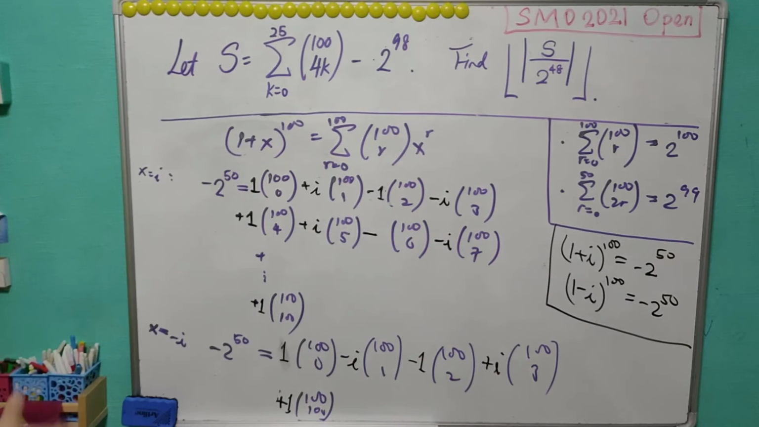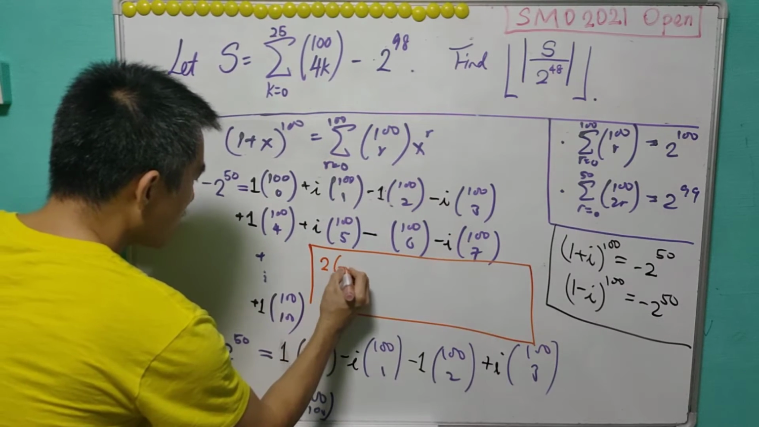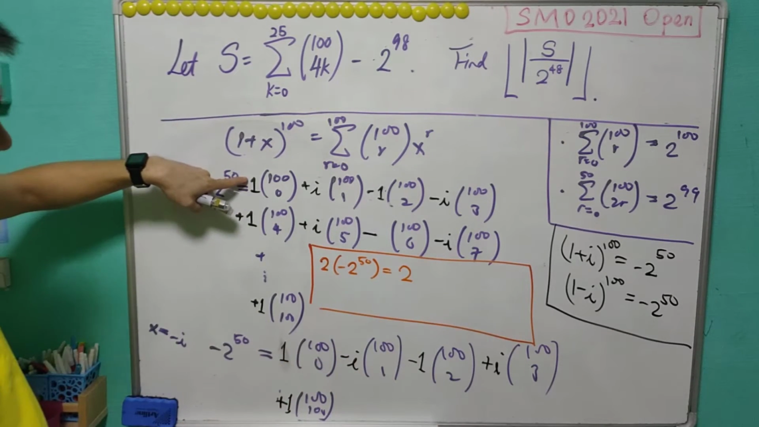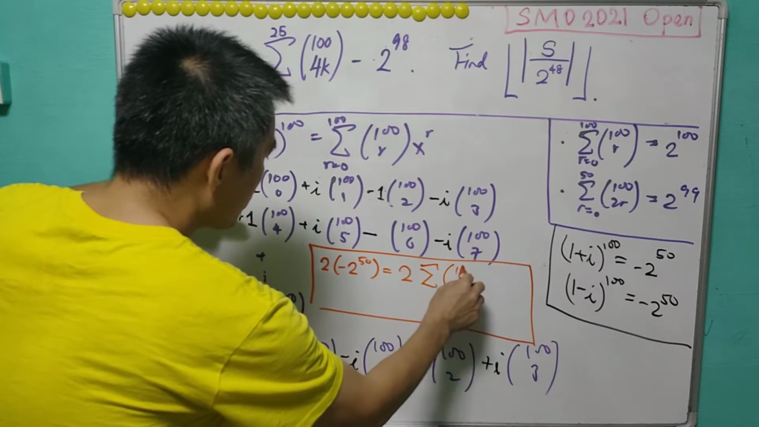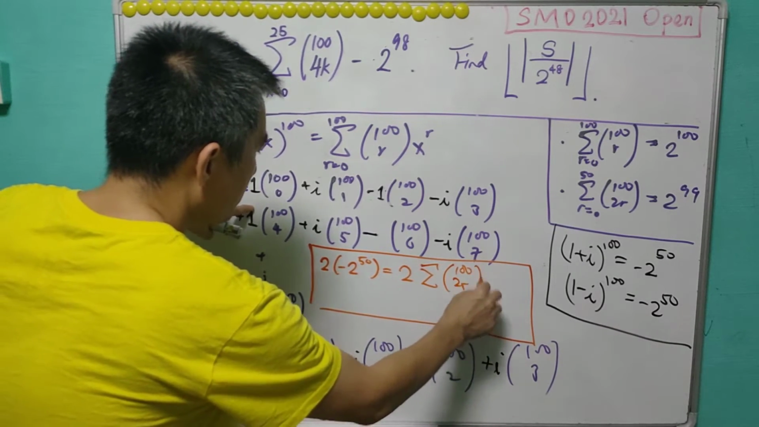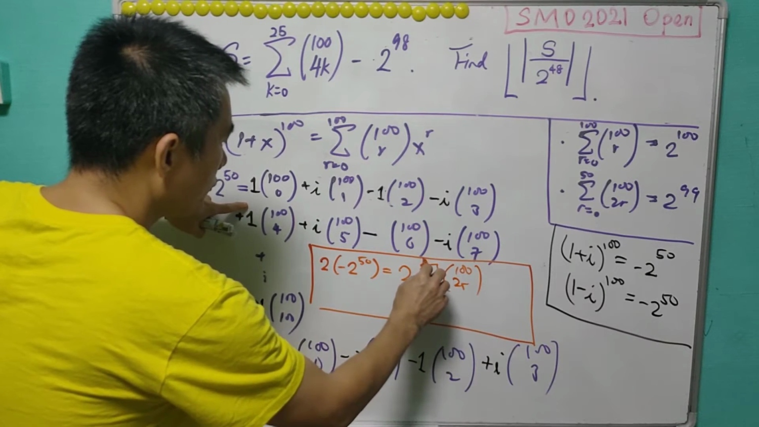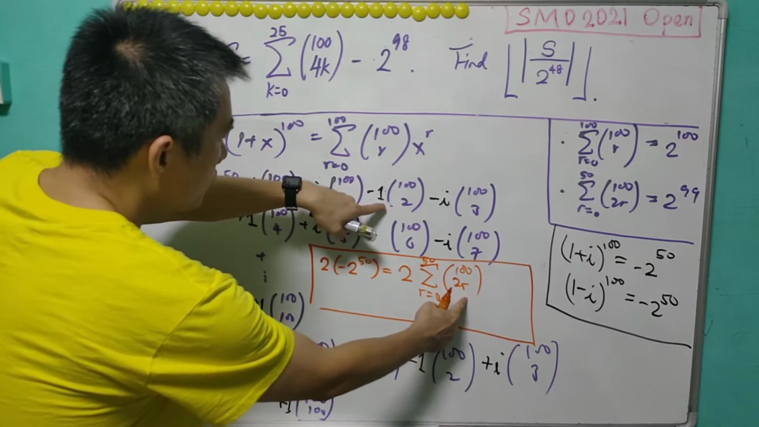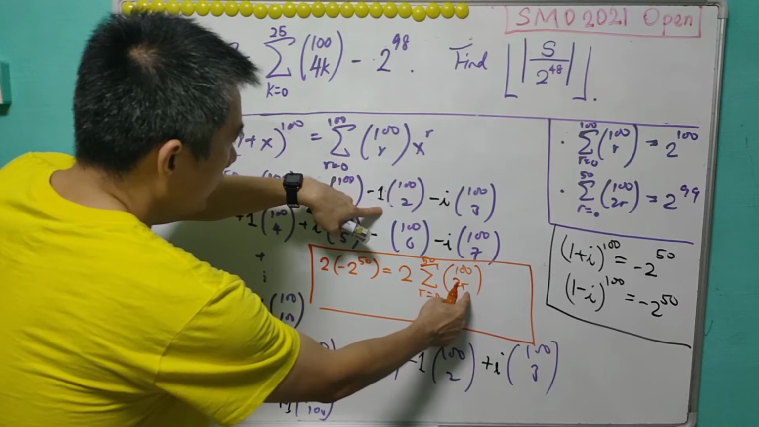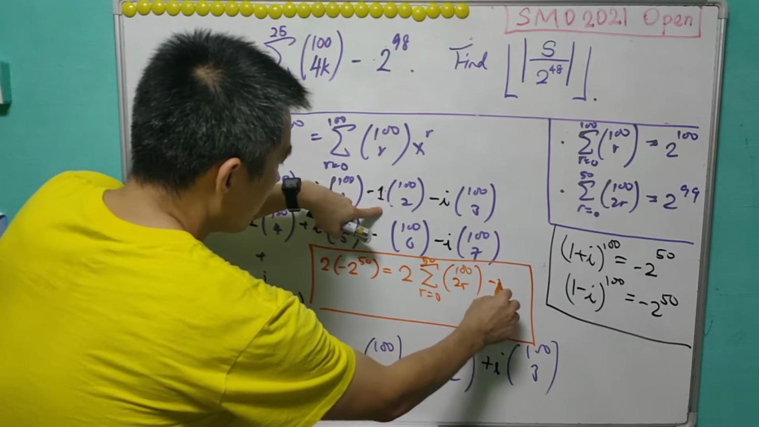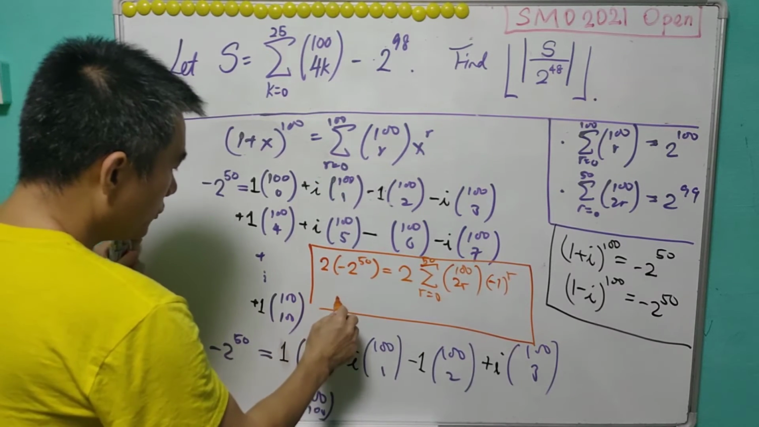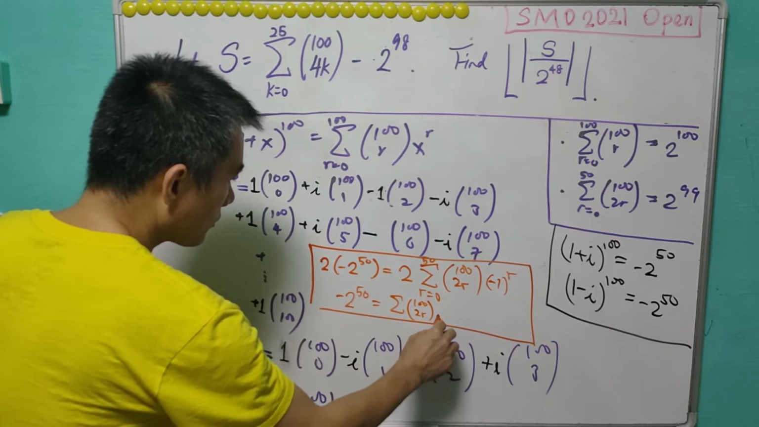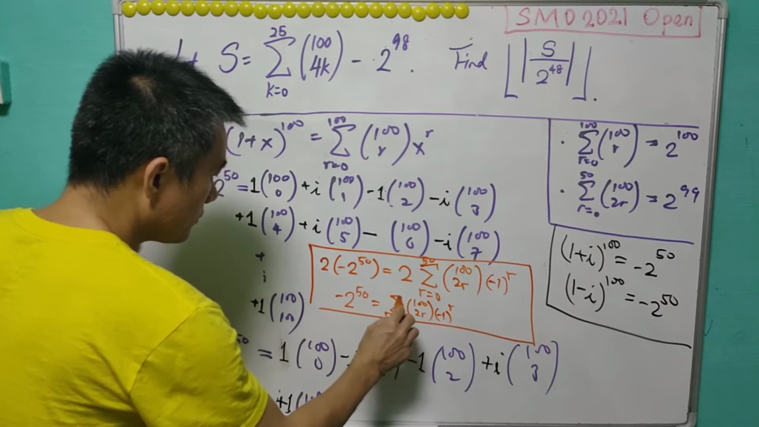So when added up together, it will be 2 times negative 2 to the power of 50. And it will be a double of what we have here. That is the summation of 100 choose 2r, where r equals 0 to 50. But when r equals 0 it is positive, when r equals an odd number, in this case r equals 1, it will be a negative value. So this should be negative 1 to the power of r. And after we cancel the 2, this is negative 2 to the power of 50 equals the summation of 100 choose 2r, negative 1 to the power of r, r equals 0 to 50.